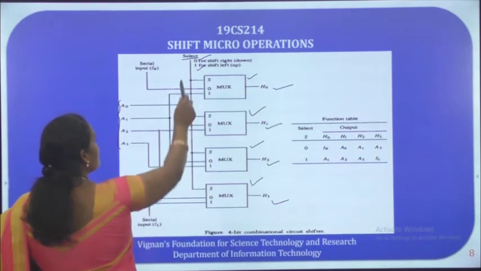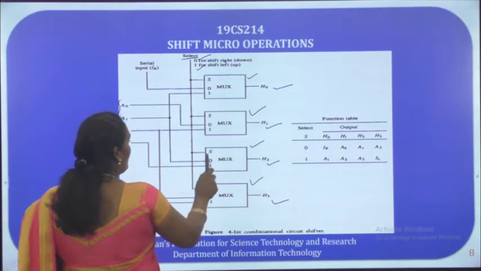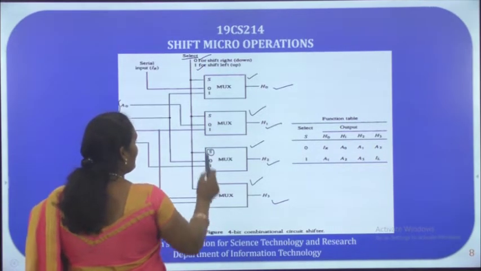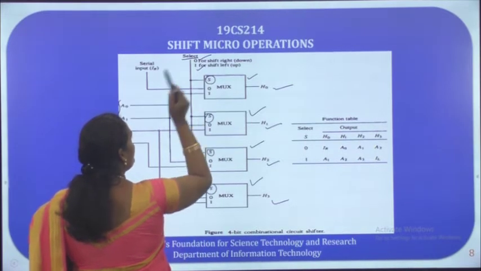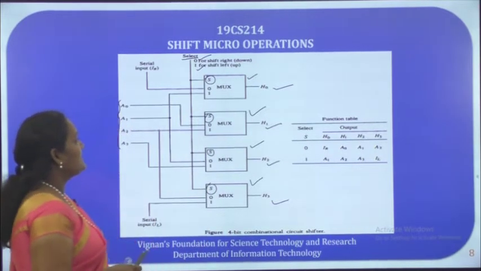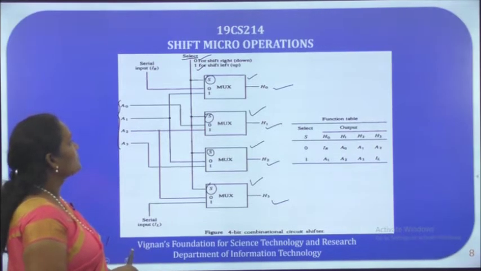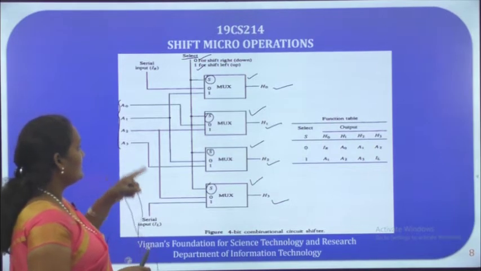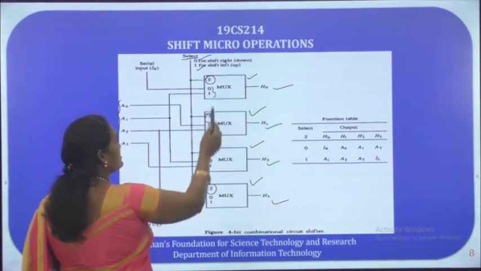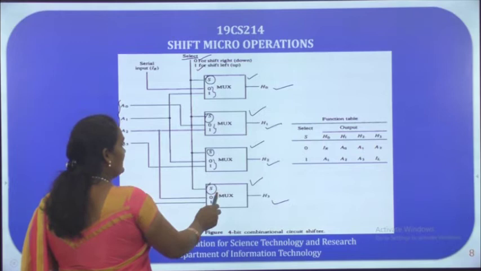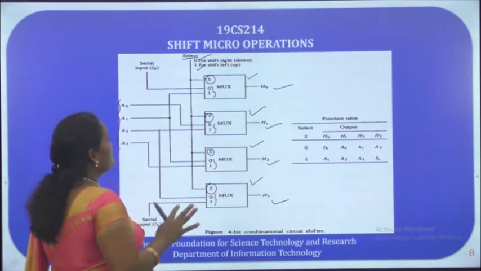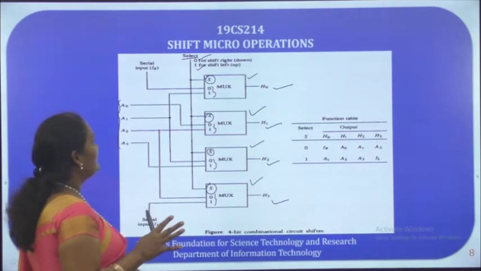Let us see. This selection input is connected to all selection inputs of the multiplexers. And this multiplexer is of size 2 by 1. Each multiplexer contains 2 inputs, represented as 0, 1. So all are having 2 inputs, 0, 1, 0, 1, 0, 1 and 0, 1. Now, which is connected to which? That we need to know.